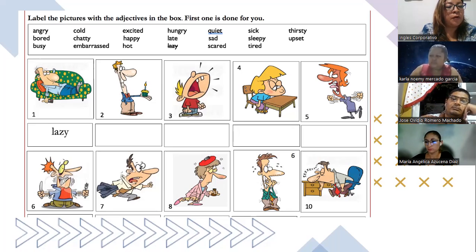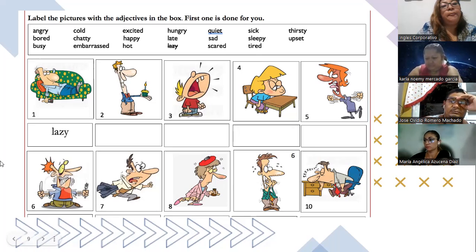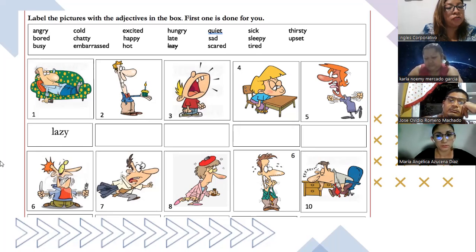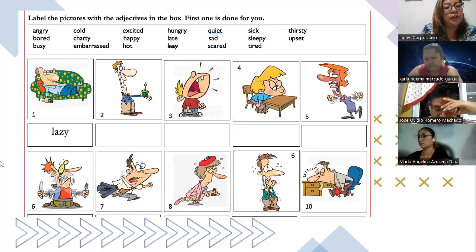I have a very quiet son. Okay. My children is quiet, sin el A. My children, si es la misma, no, es diferente. My children, children es plural, recuerden. Entonces tenemos que cambiar el verbo a are. My children are quiet. O lo dejamos en singular. My child is quiet, sin el A.